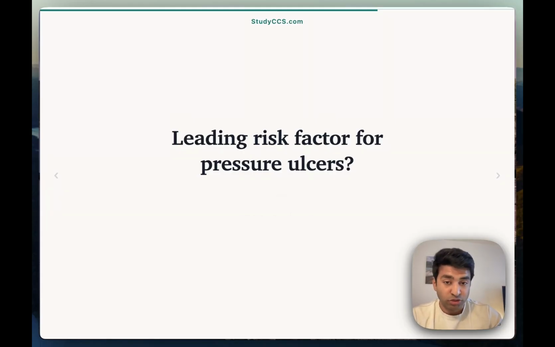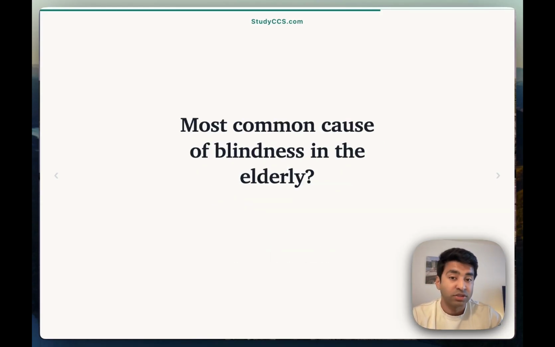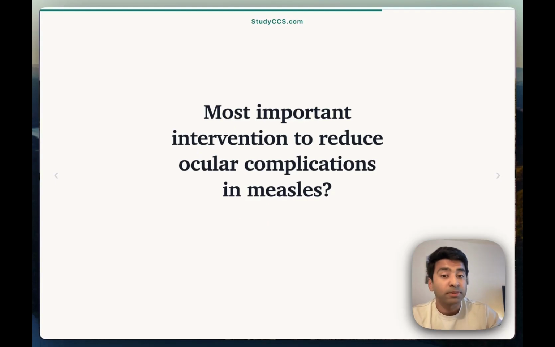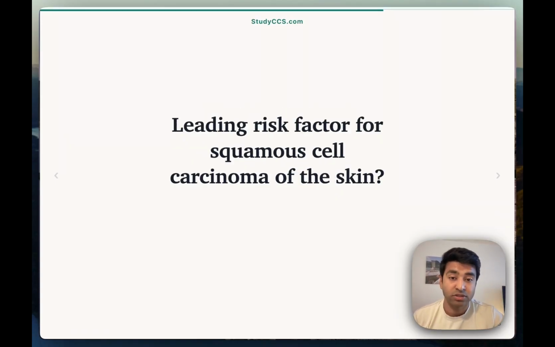Leading risk factor for pressure ulcers is immobility. Most important prognostic factor in preserving neurologic function in cord compression is early diagnosis. Most common cause of blindness in the elderly is macular degeneration. Most important intervention to reduce ocular complications in measles is vitamin A supplementation.